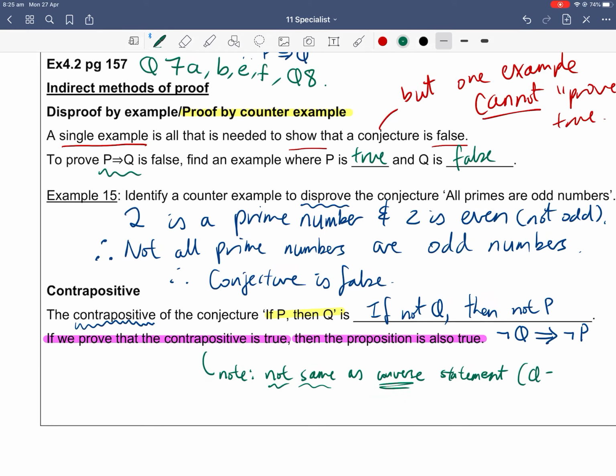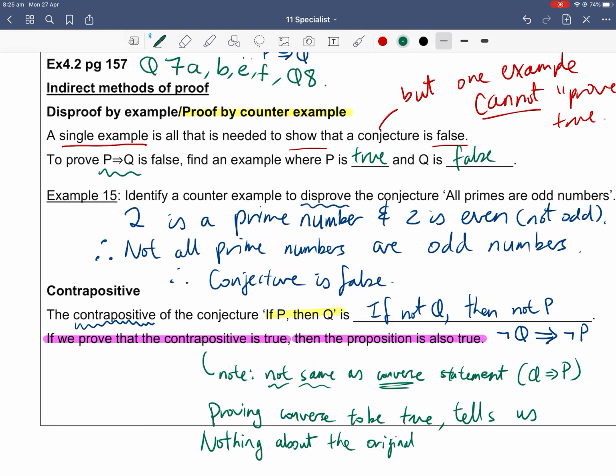So it's not the same as the converse, which is Q implies P. In fact, proving the converse to be true tells us nothing about the original statement of P implies Q. So contrapositive means if not Q, then not P.